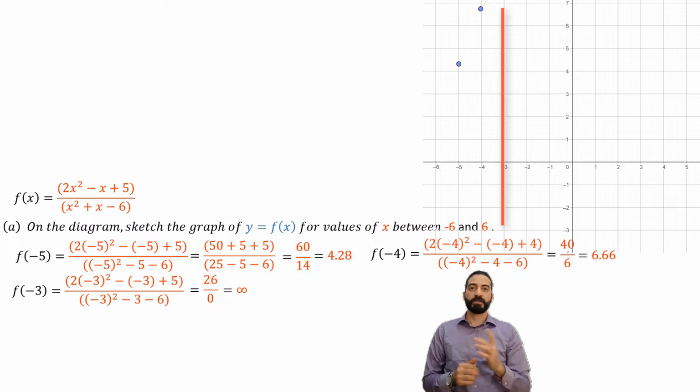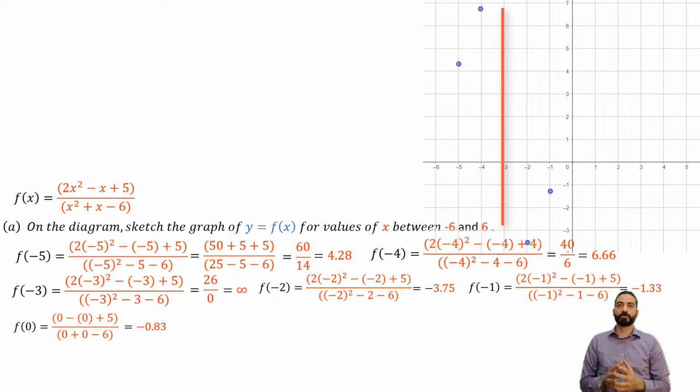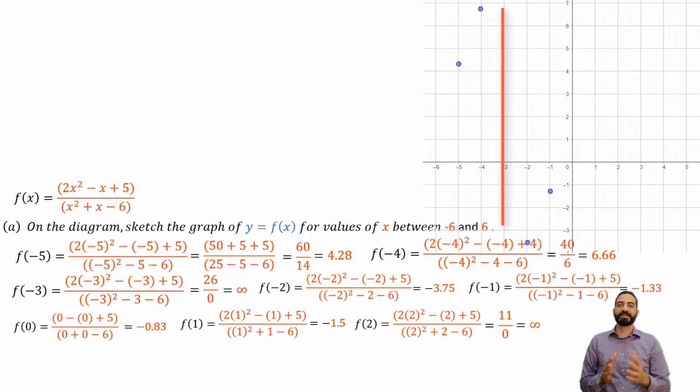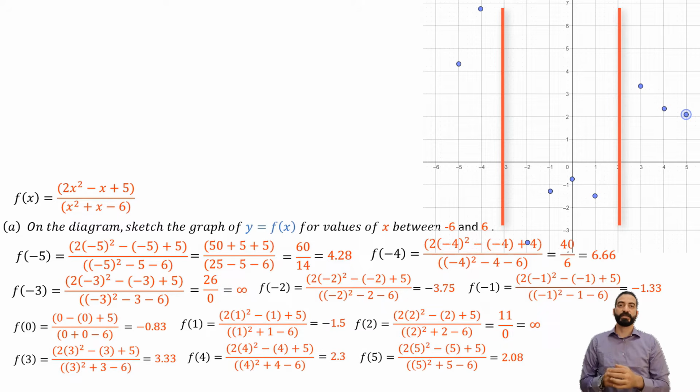When x equal minus 2, then y equal minus 3.75. When x equal minus 1, then y equal minus 1.33. The same thing for x equals 0 and 1. As for x equal 2, we have a vertical asymptote, so we come to x equal 2 and draw the vertical line. The same thing for x equal 3 and 4 and 5. We get them in this form. Now we connect the points to each other to obtain this form.